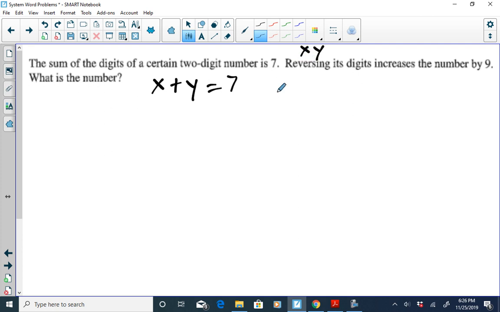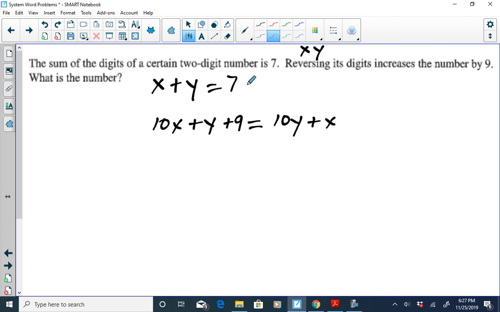So when we write our second equation, we have to represent that situation correctly. So our second equation is going to look like the following. 10 times whatever x is plus y, because that's our original number, that value increases by 9 when, that's our equal sign, when the digits are reversed. So if I reverse the digits, y is now in the tens place, x is now in the ones place. All right, so there's our second equation.